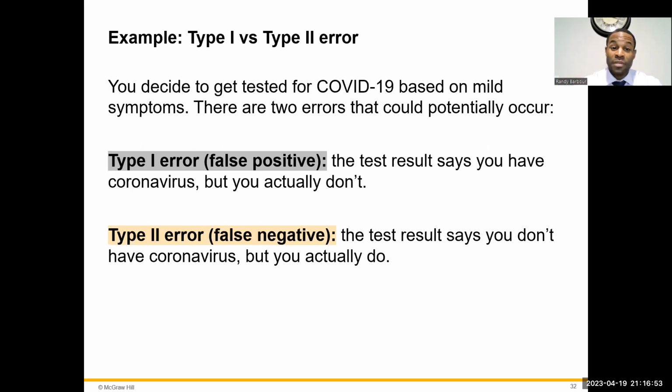And so another example. So you decide to get COVID tested, right, based on your mild symptoms. And there are two errors that could potentially occur, right? Type 1 error, you get a false positive. That means the test results say you have coronavirus, but you actually don't, right? We had that where a lot of people were getting false positives, right? Or you get a type 2 error, you have a false negative, right? The test results say you don't have coronavirus, but you actually do. And that happens sometimes too.